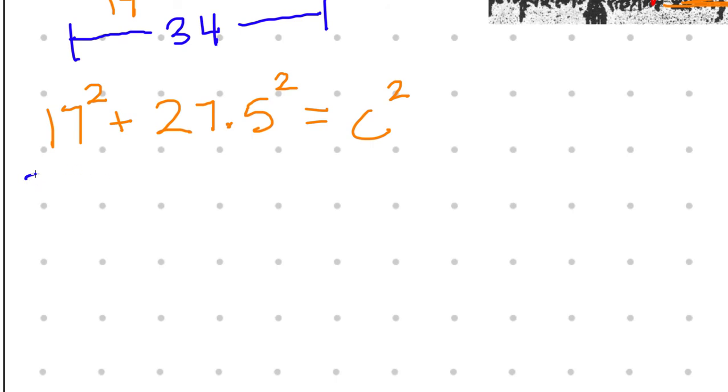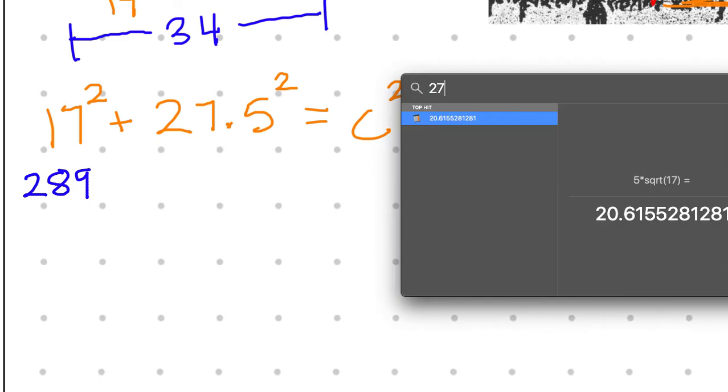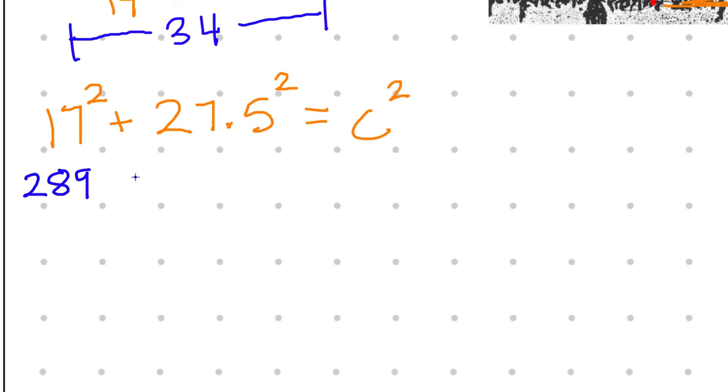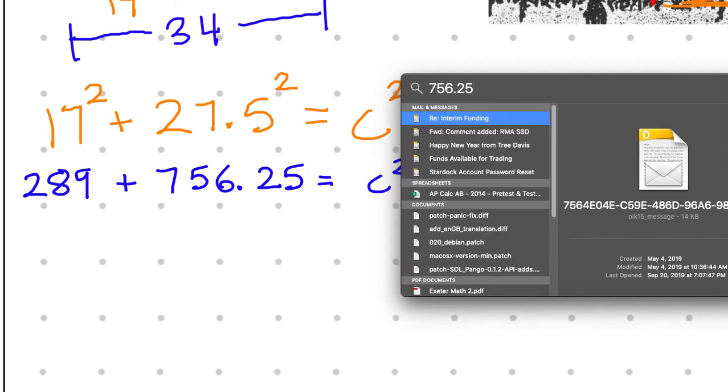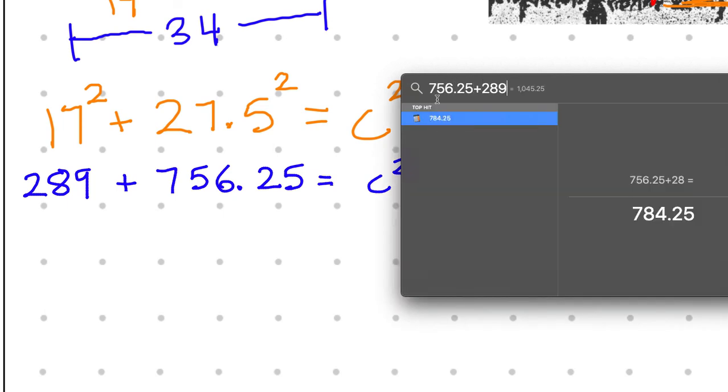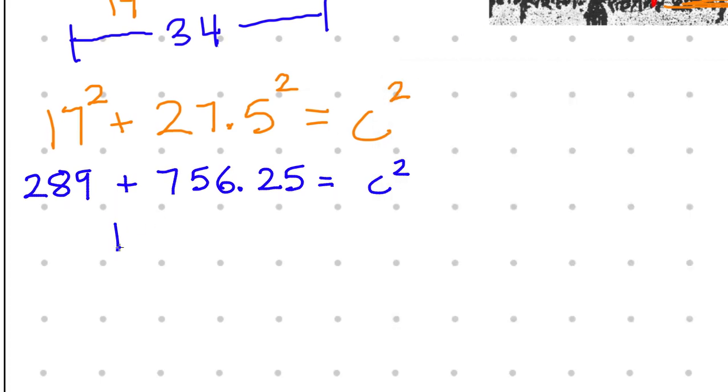17 squared is 289, and then I don't know what 27.5 squared is. 27.5 squared is 756.25. That's equal to c squared. I'm going to add those together. So I have 756.25 plus 289. That's 1,045.25, which is equal to c squared.